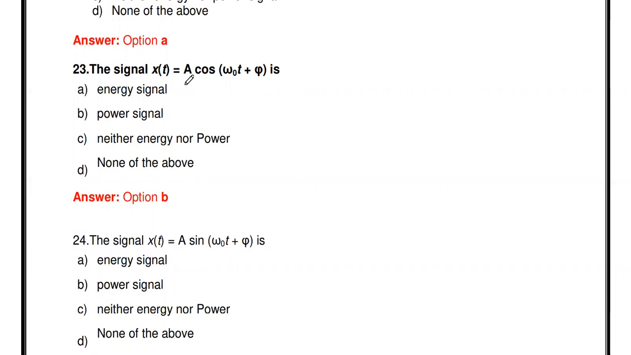So all sine and cosine waveforms. If it is a sine omega naught t or a cos omega naught t, the sinusoidal waveform is a power signal, with power value P equal to A squared divided by 2. We solved all these problems in that particular video.